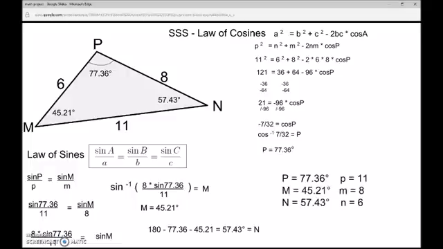Now we have all our angles and our sides, and we've solved the triangle using the law of cosines and the law of sines.